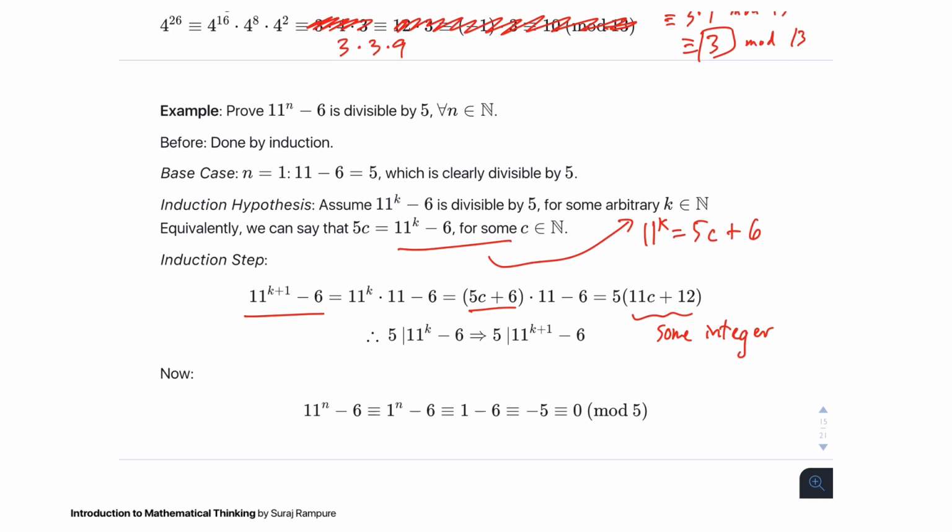Right, but we didn't invent modular arithmetic just to do weird induction questions. There are more applications of it, as you'll see, perhaps in the homework and also in future courses, such as in cryptography. Okay?